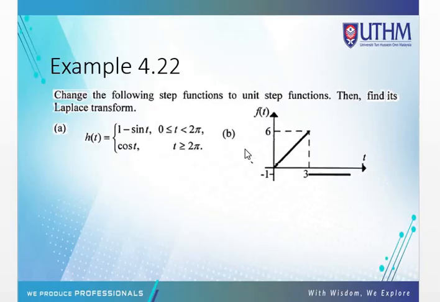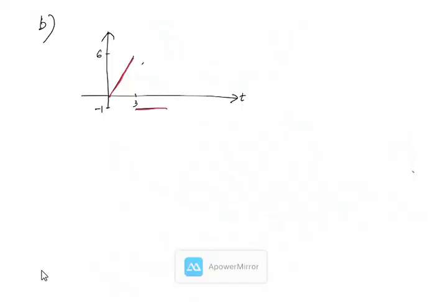And then the second question, you have the line here, the gradient line here, and also you have the unit step here. So what is the value of this? So this one is equal to 2t. Okay, this one is equal to 2t.